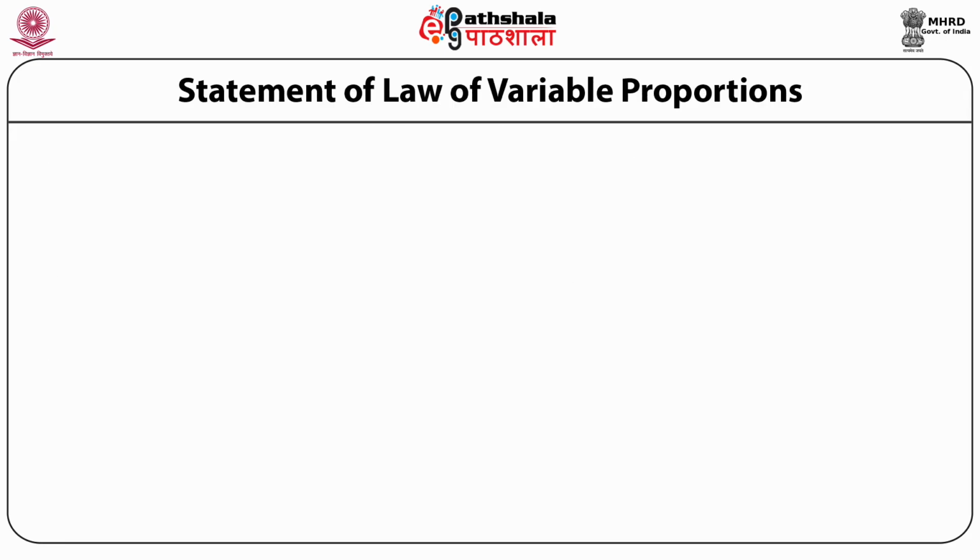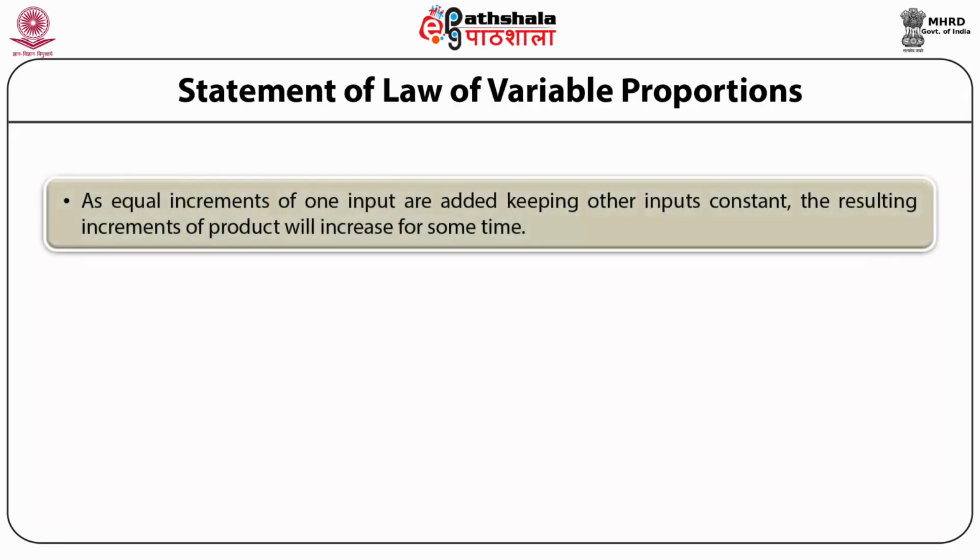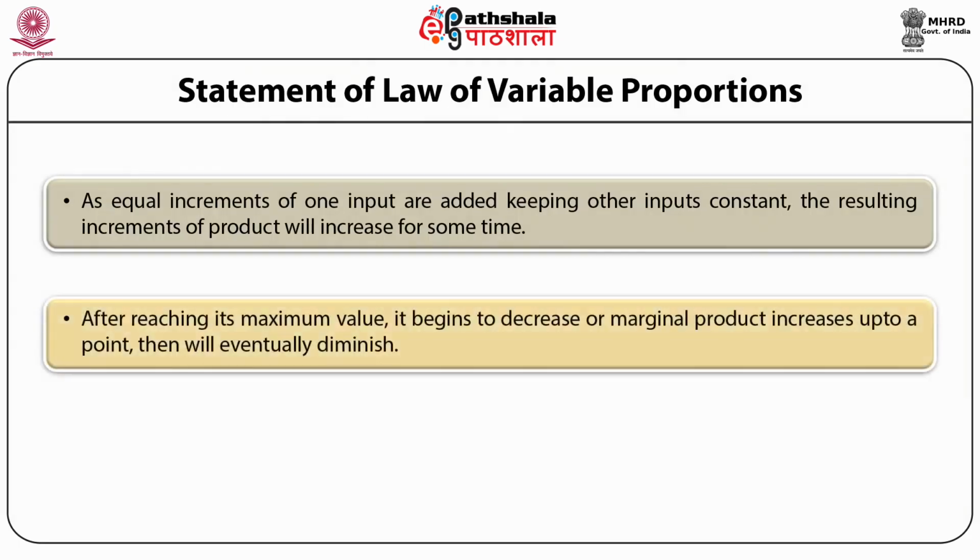Statement of the law of variable proportion. As equal increments of one input are added, keeping other inputs constant, the resulting increments of product will increase for some time. After reaching its maximum value, it begins to decrease. Or, marginal product increases up to a point, then will eventually diminish.